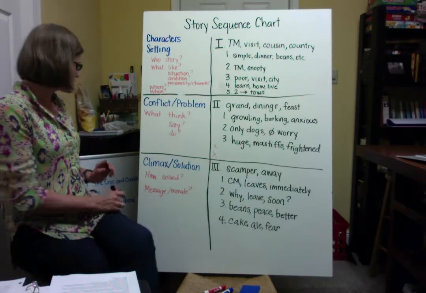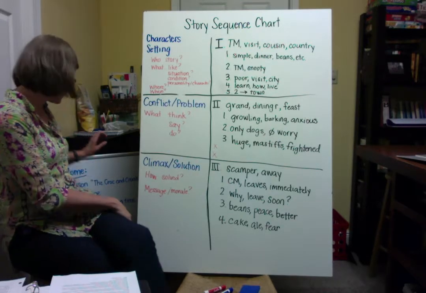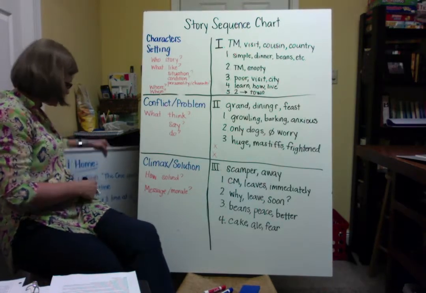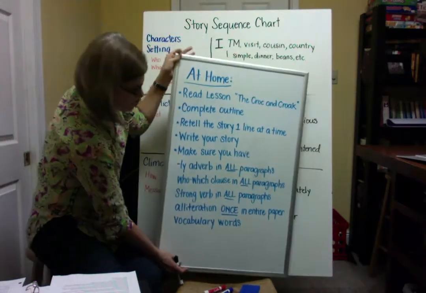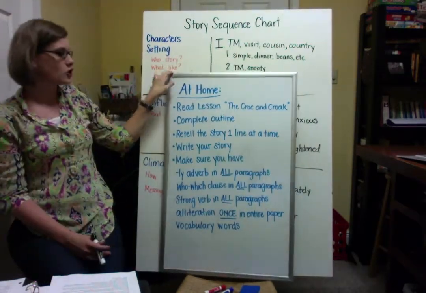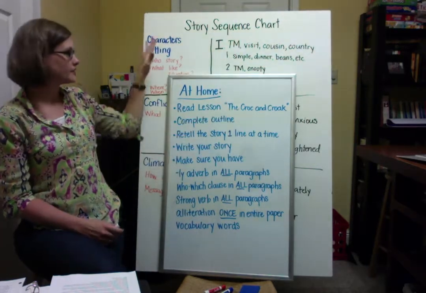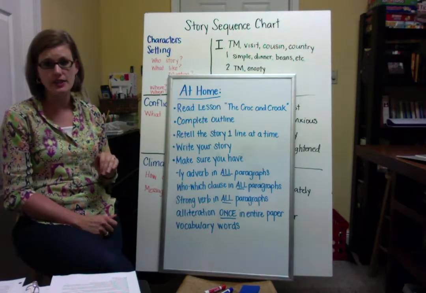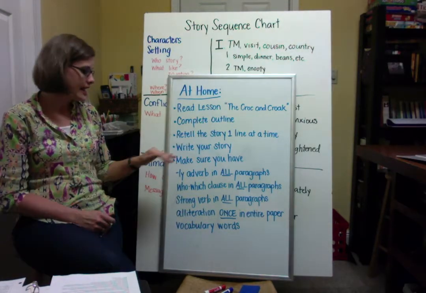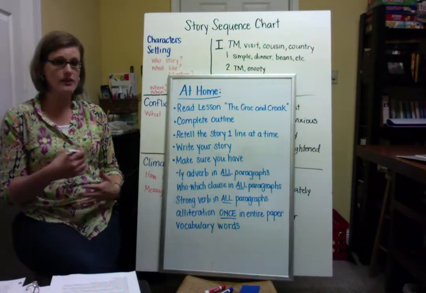So this week, when you are doing your lesson, it is lesson number 6, The Croc and the Croak, and I want you to complete your outline, the story sequence chart, and retell the story just like I've done to make sure that it makes sense. Then I want you to write your story. And I want you to give us a lot of imagery.